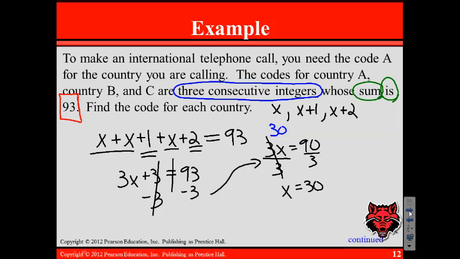Now remember, consecutive integers we're counting by 1 each time. So the first country code is 30. The next number then would be 31. The next number would be 32. 30, 31, and 32, in no particular order, are the 3 consecutive integers that represent the country codes for country A, country B, and country C.